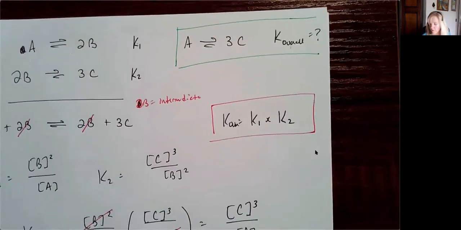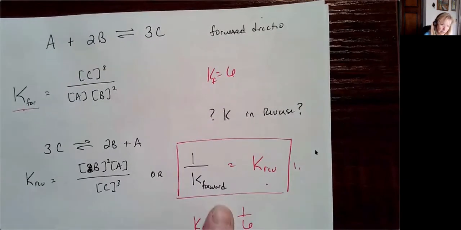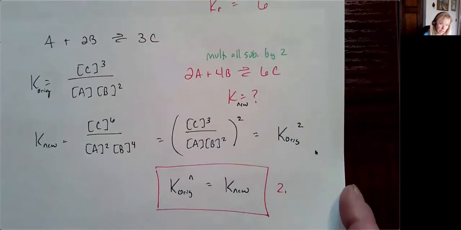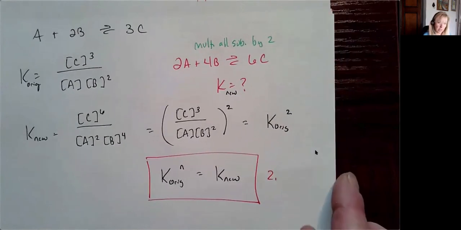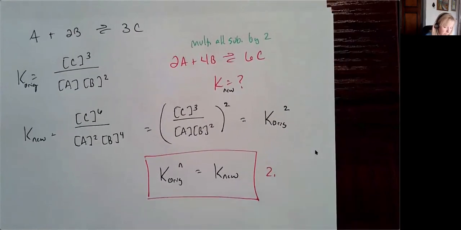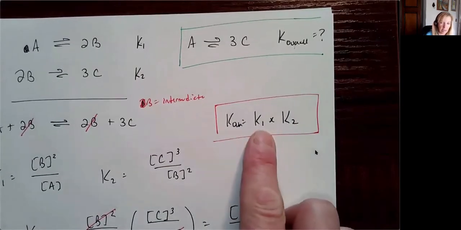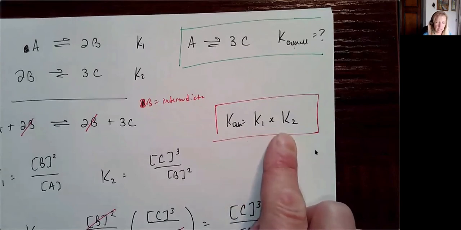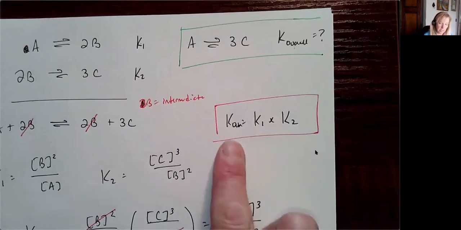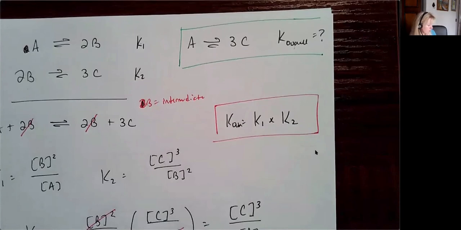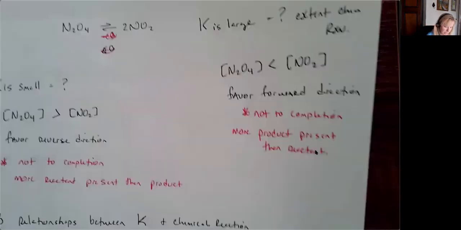So those are the three ways I can apply relationships. I can compare K forward and K reverse this way. I can manipulate a chemical reaction by either dividing or multiplying by a number, so then my K original would be to the power of that. That's going to be my K new. Or if I have multiple steps, I can multiply my individual K's for each of those steps to get my K overall. So those are the three ways that I could calculate K if I was manipulating a reaction.